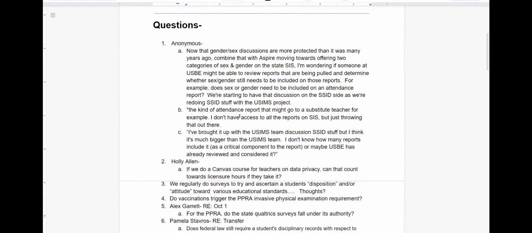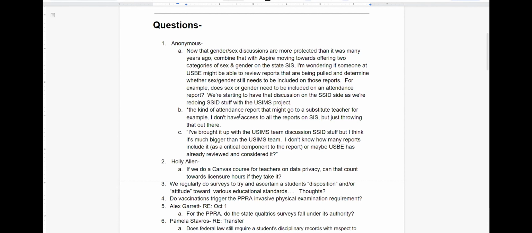Anonymous posted: now that gender/sex discussions are more protected than it was many years ago, combine that with Aspire moving towards offering 2 categories of sex and gender on the state SIS, I'm wondering if someone at USB might be able to review reports that are being pulled and determine whether sex, gender still needs to be included on those reports. For example, does sex or gender need to be included on an attendance report?